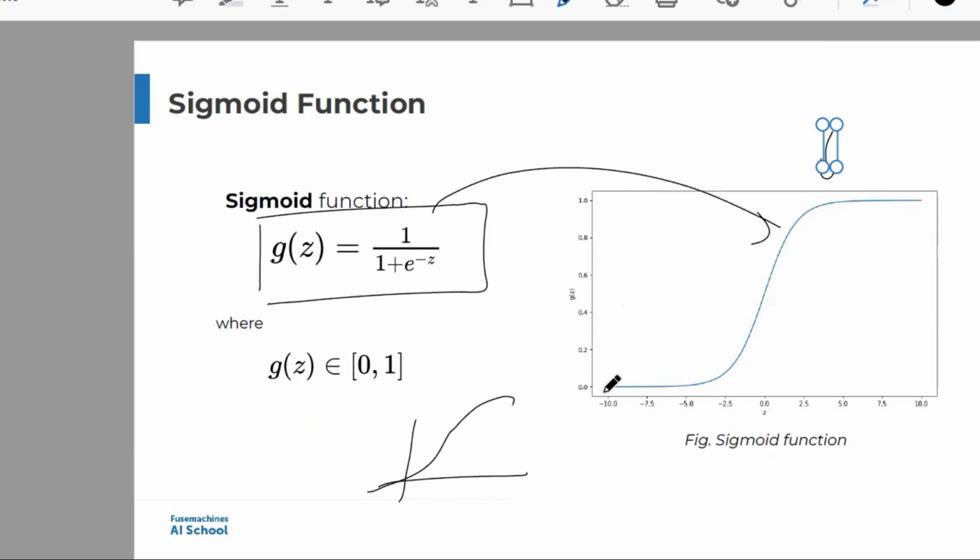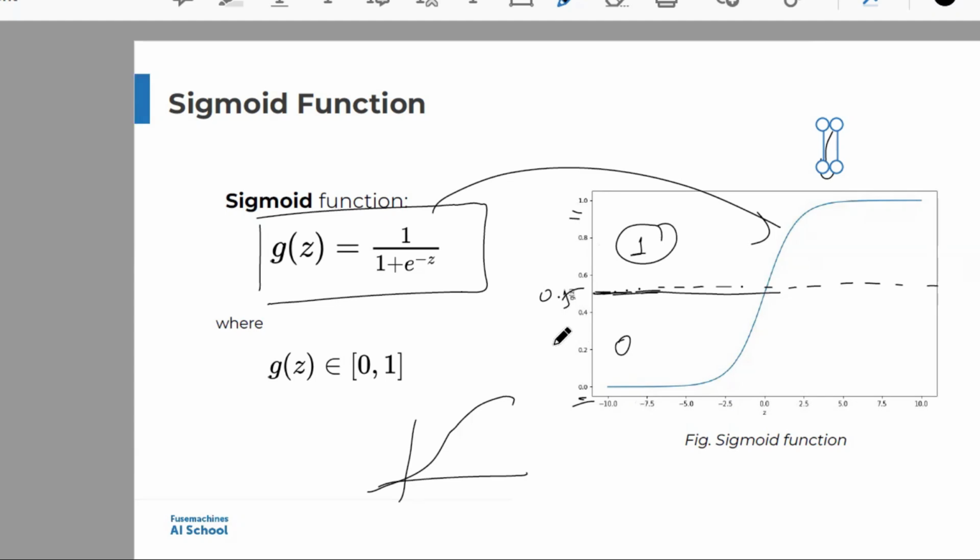Now you can see my values are getting squashed between 0 and 1. What if I keep 0.5 as my threshold? I'm going to simply say that anything lying above or at 0.5 is 1, and anything lying strictly below 0.5 is 0.